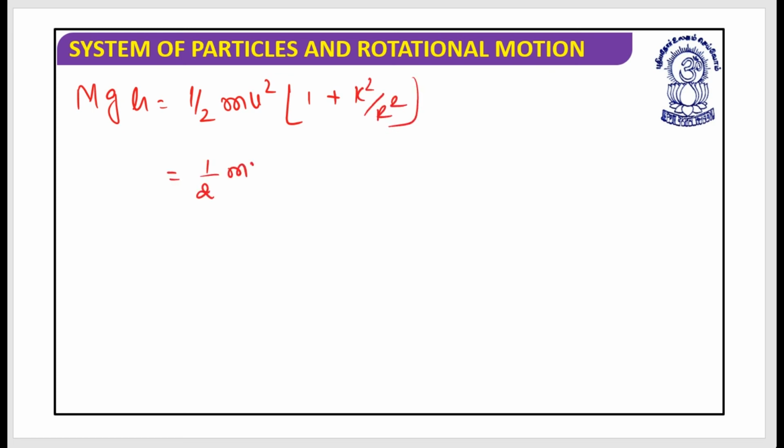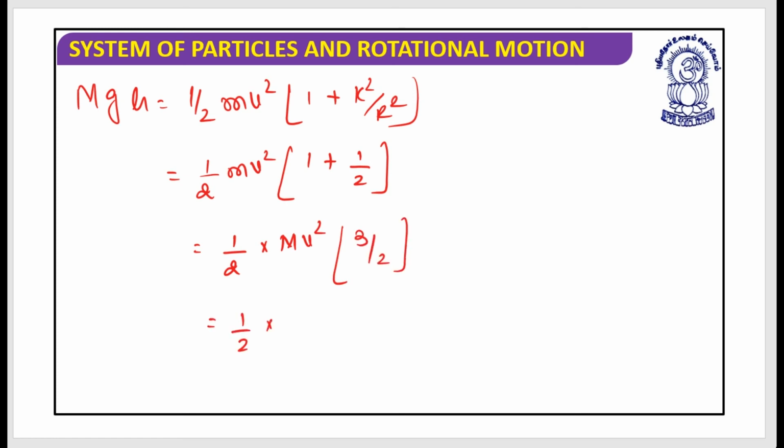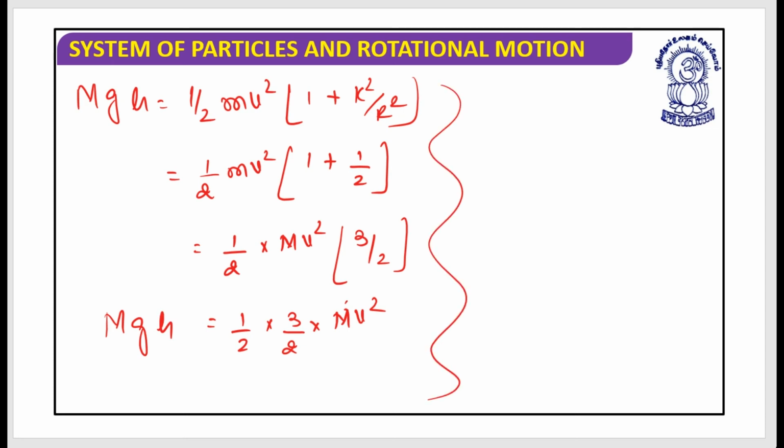While I'm writing, it's half mv square (1 plus k square by r square). This k square by r square is 1 by 2, so this equals half into mv square into 1 plus half, which is 3 by 2. That is equal to 1 by 2 multiplied by 3 by 2 multiplied by mv square, which equals mgh. So this m and this m go away, and g into h equals 3 by 4 into v square.